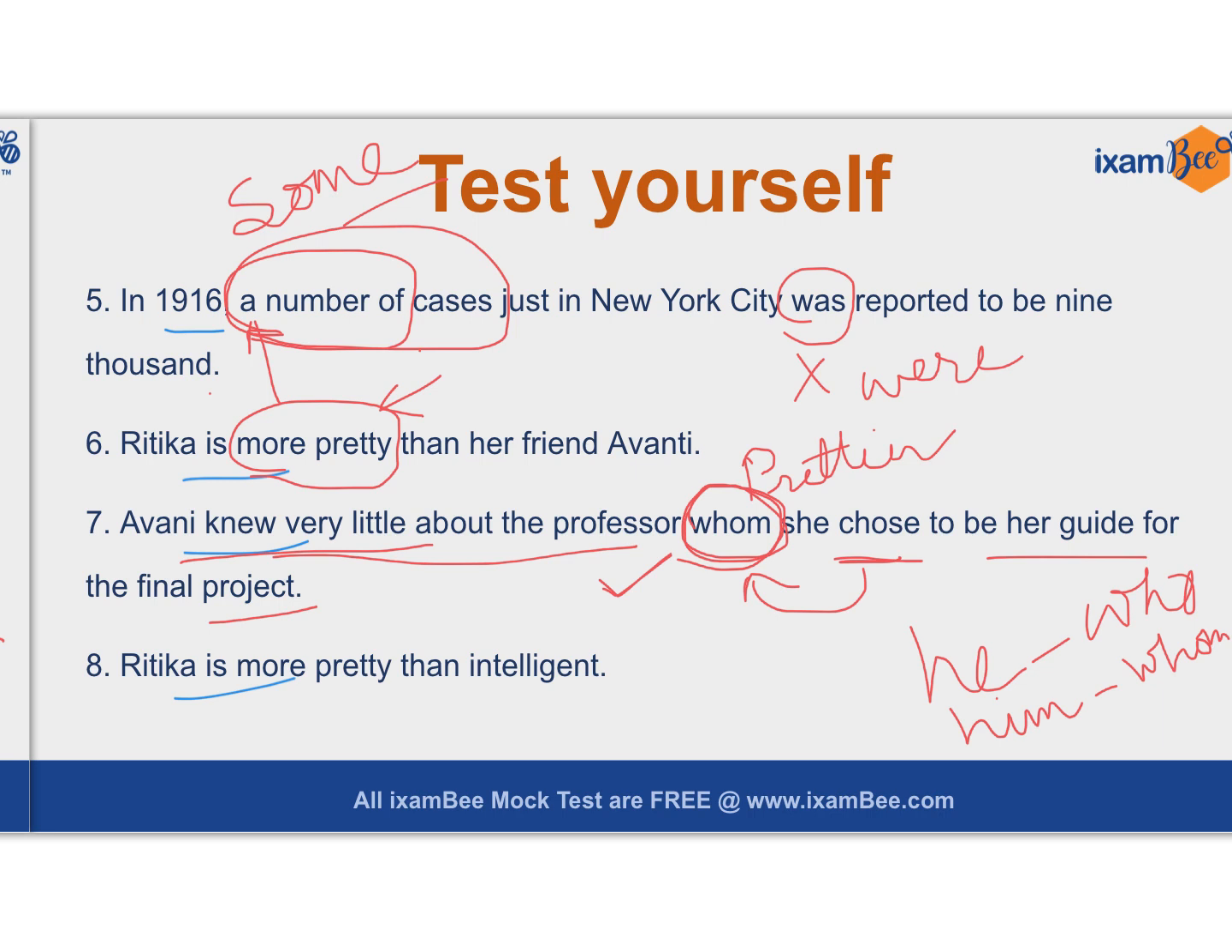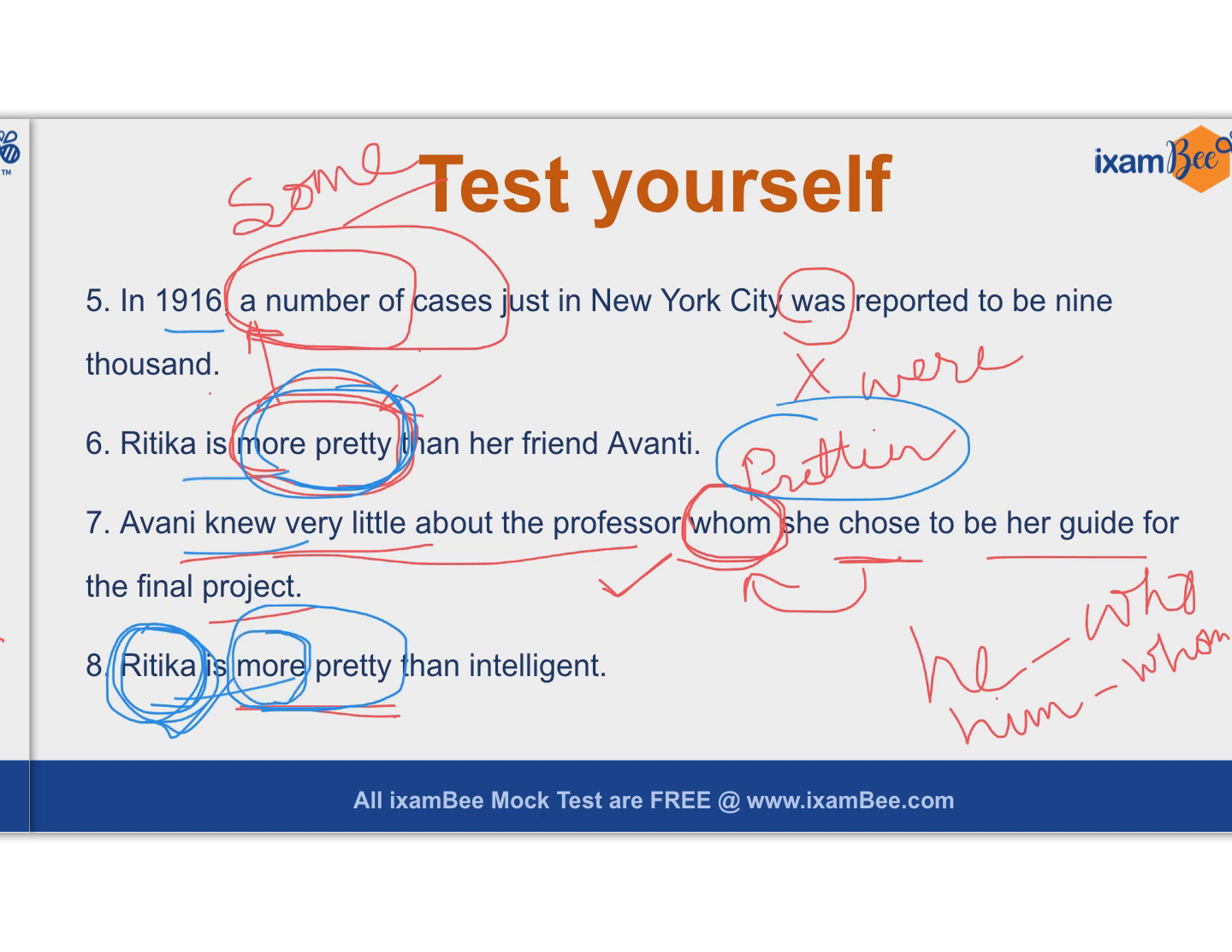Next, Ritika is more pretty than intelligent. So here, just now we saw that the comparative of pretty is not more pretty but prettier. But here, more pretty is correct. Why? Because you need to see that whenever you are comparing the qualities of the same person, which you can see that here we are comparing the qualities of Ritika, it should always be more, not ier, right?